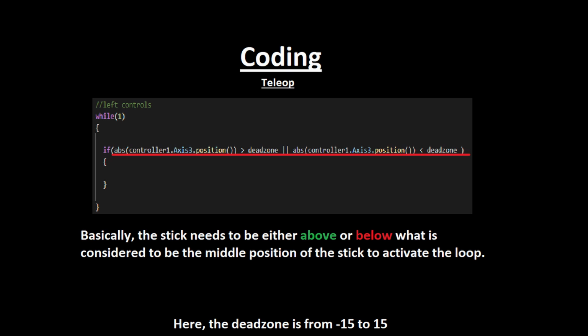The two lines in the middle are just to say that either condition can be met to run the code, and the opposite side is basically saying the exact same thing as the first, but just if the position is less than the dead zone.